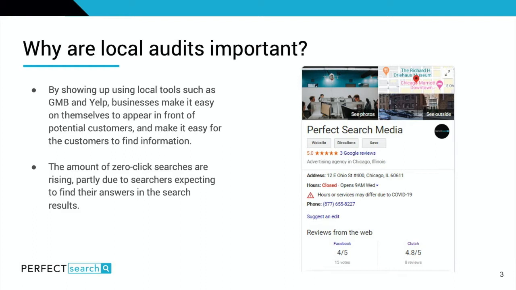Looking at this Perfect Search Media example, you can see that even without clicking on anything, when this knowledge box shows up on the right, we have reviews from Google, the address, hours, a phone number, and even reviews from Facebook and Clutch. So if anyone's looking for Perfect Search and just wants to know how to contact us, having this phone number correct is going to be very helpful. Furthermore, if someone wants to come into the office, they have the address and the hours so they know when and where they can do that.